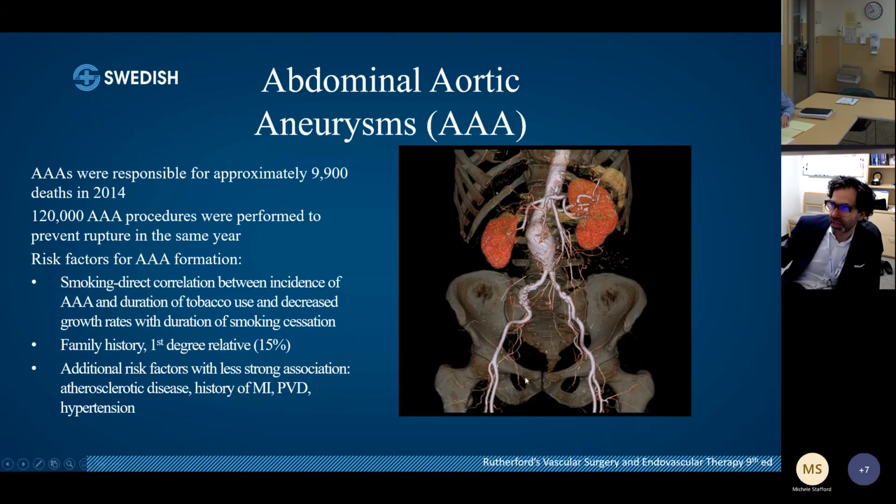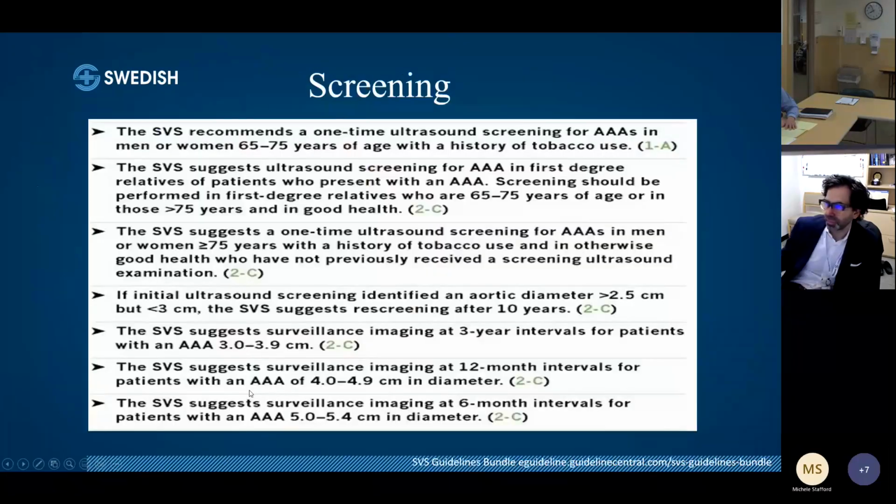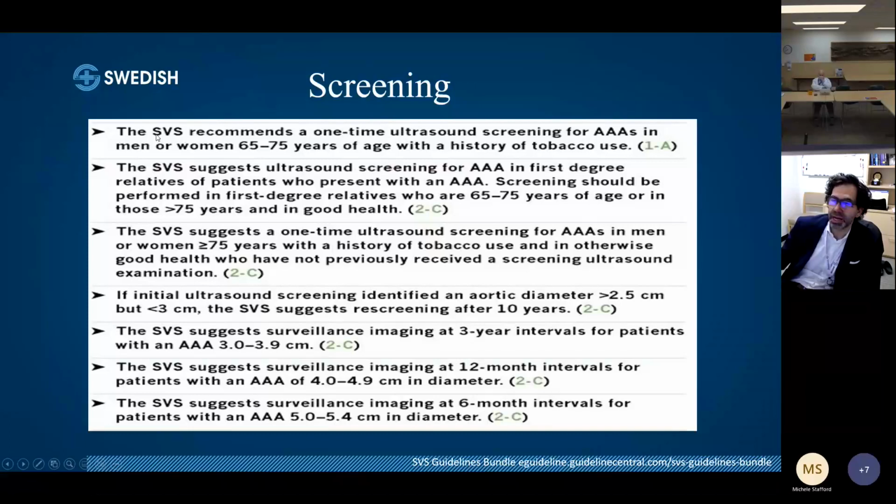So aneurysms, real quick, the biggest risk factor for an aneurysm is going to be smoking. After that, family history, and then any of the other arterial disease processes. Everybody knows, one-time ultrasound for men or women 65 to 75 with a history of tobacco use, which is defined as 100 cigarettes in their life.